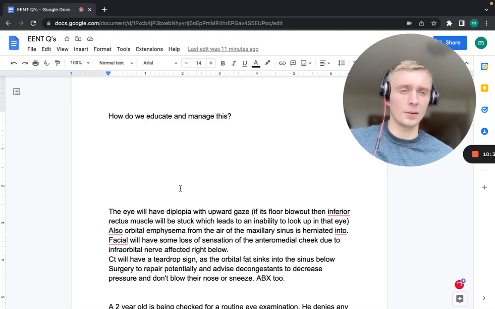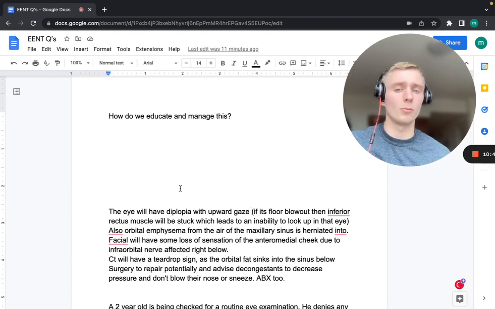And when they try to look up, that's going to be diplopia, because they can look up with the opposite eye, but they can't look up with that eye. So it's going to be paralyzed, that inferior rectus muscle. Even though the superior rectus muscle is working, it still can't pull because the inferior rectus is trapped under there.